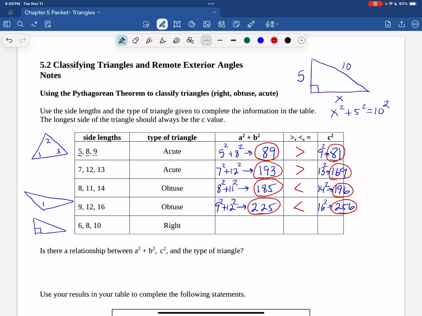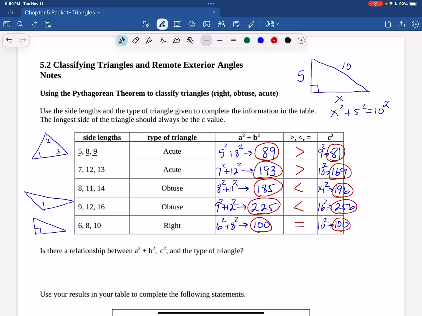And then lastly, we're going to look at our right triangle, and we've got 6 squared plus 8 squared. That is 100. 10 squared is also 100. So we're going to compare 100 to 100, and we're going to say that those are equal.